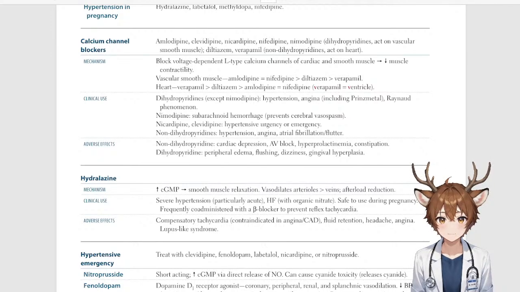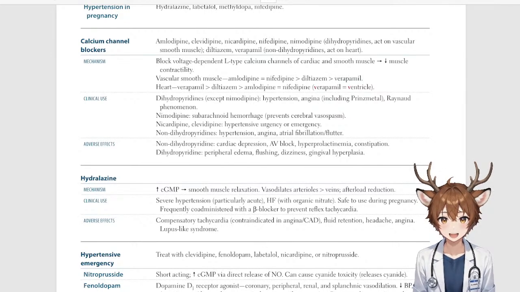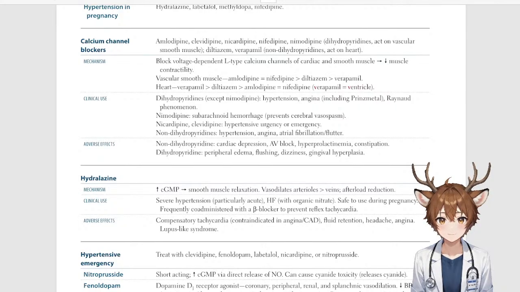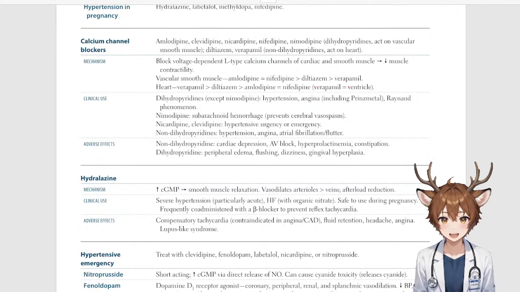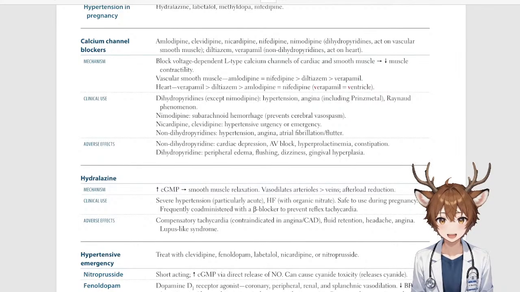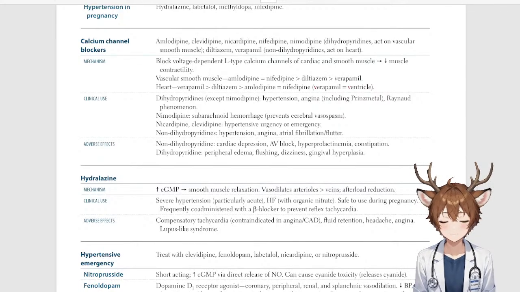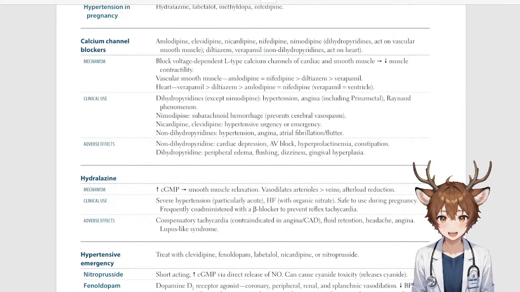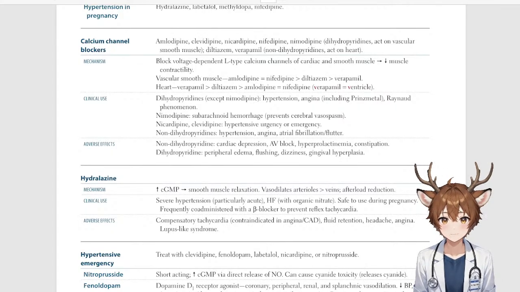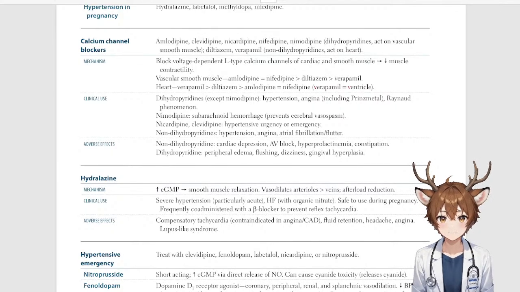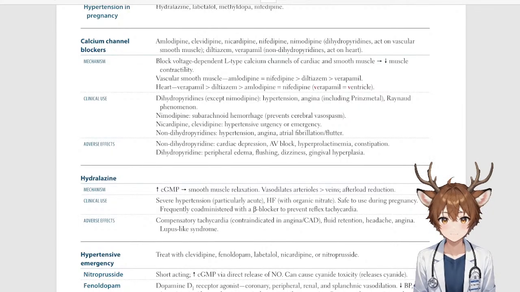Clinical use: dihydropyridines except nimodipine, hypertension, angina, including vasospastic type, Raynaud phenomenon. Dihydropyridines mainly dilate arteries. Nimodipine, subarachnoid hemorrhage, prevents delayed ischemia. Nicardipine, clevidipine, hypertensive urgency or emergency. Non-dihydropyridines, hypertension, angina, rate control in AFib or A flutter, prevention of nodal arrhythmias.